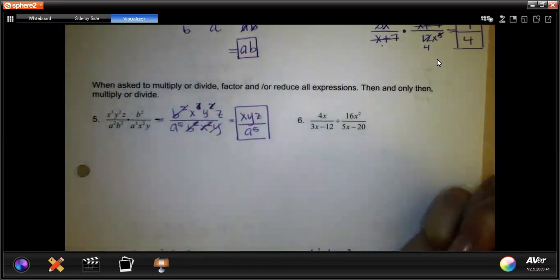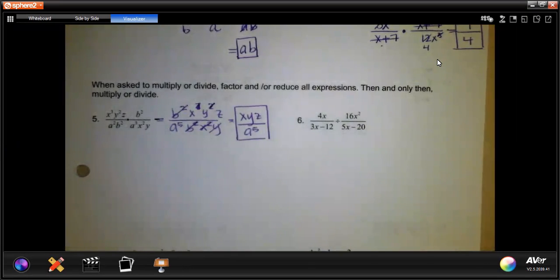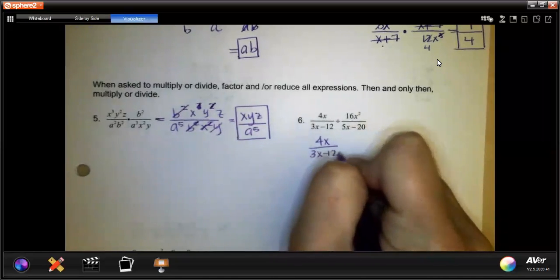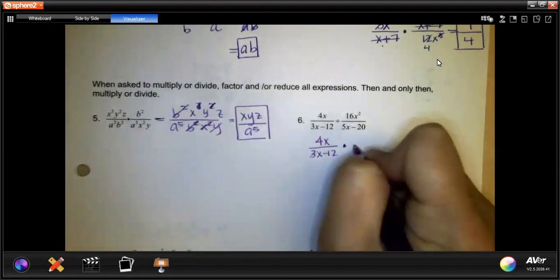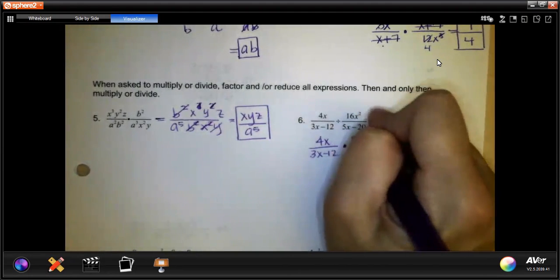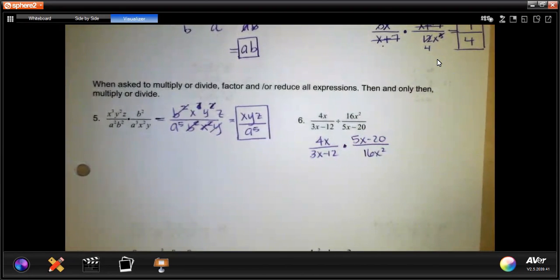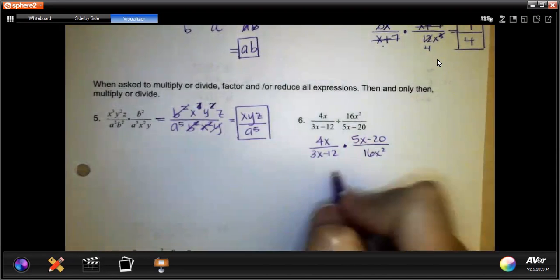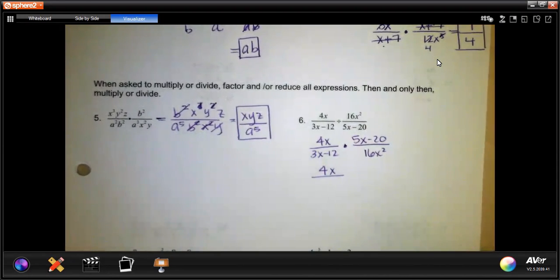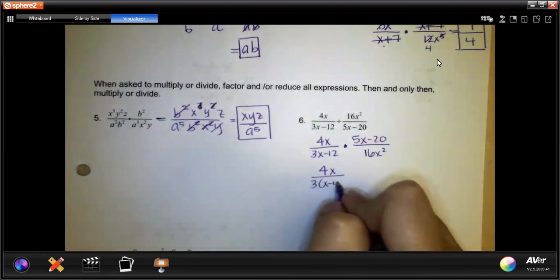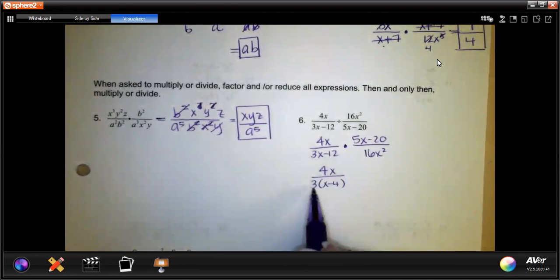All right, we are going to factor in order to get these to simplify. So I start with my keep, change, flip. I'm going to keep that first one, change the division to multiplication, and then flip the second one. Now we're going to factor to see what we have going on here. So I've got 4x on the top, that doesn't factor. In my denominator here, I can factor out a 3. The 3 goes into both of those, so 3 times x would be that 3x, and 3 times -4 would give me that -12.